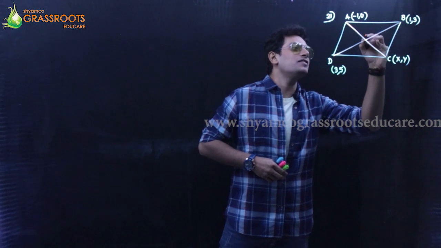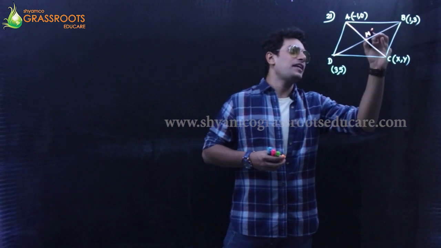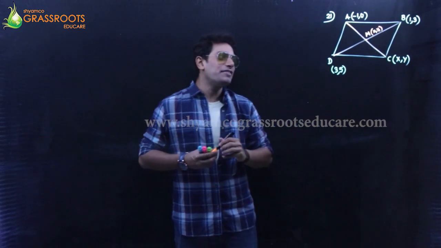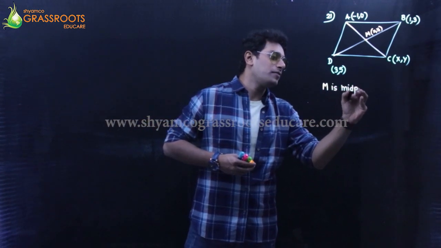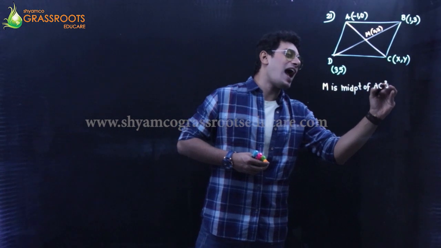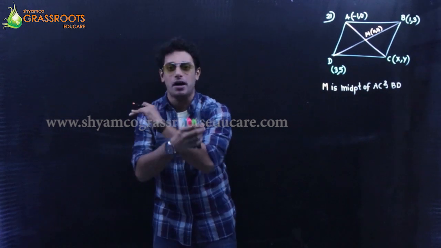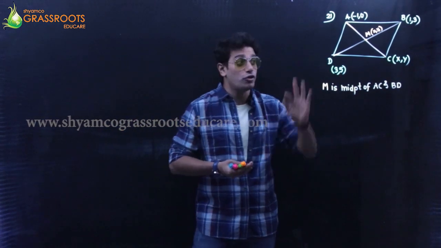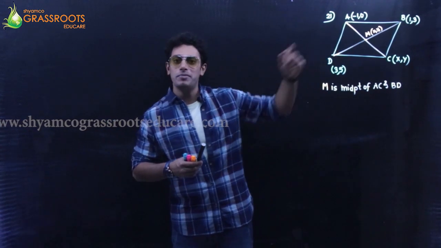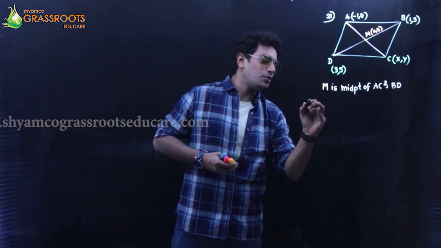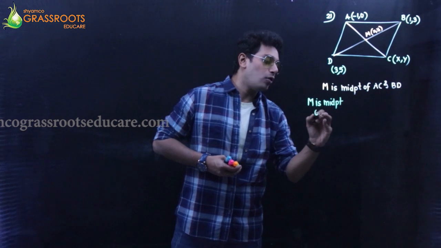So obviously where the diagonals meet, that is the midpoint, which we can call M, x1, y1. So I will say that M is the midpoint of AC and BD both, because in a parallelogram the diagonals bisect at the center. Bisect means obviously M is the midpoint of both together. So let's find M with the help of BD. So I will start with M is the midpoint of BD.